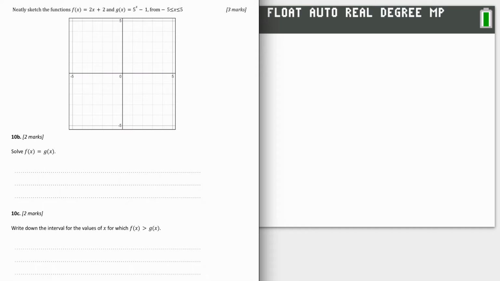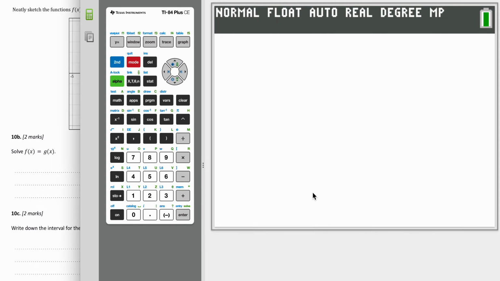We need to sketch the functions f(x) and g(x). So we have two different equations that we're drawing here: 2x + 2 and 5^x - 1. And we're asked to sketch it between -5 and 5 for the x values. They've also given us the y values as -5 to 5 as well. So when we go to our calculator, we can keep that in mind.